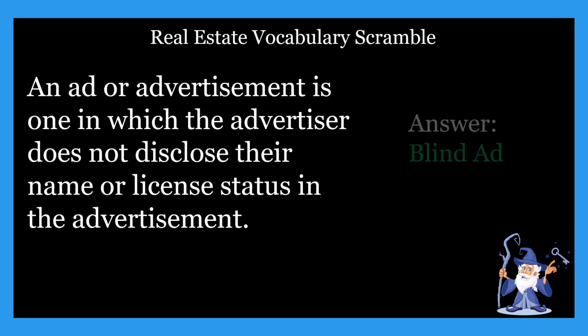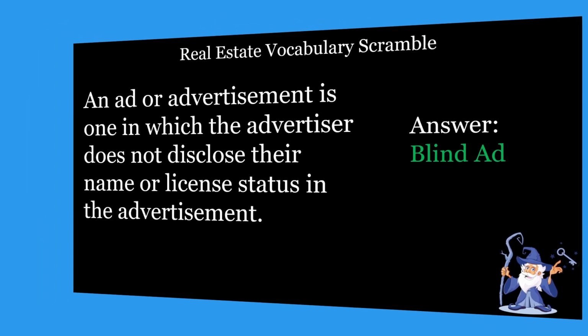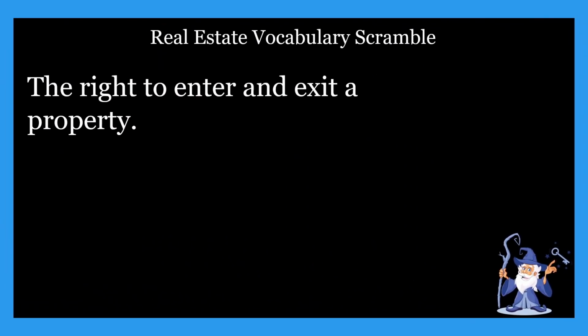And here's your answer. Blind ad. I think there was a typo on that one. I apologize about that. So a blind ad or advertisement is one in which the advertiser does not disclose their name or license status in the advertisement. Real estate brokers and agents must identify themselves in all advertisements and include enough information to notify the public of their status as real estate professionals. Not disclosing license status is illegal in most states, so it's crucial agents understand the ins and outs of blind advertising. Alrighty, next one. The right to enter and exit a property.